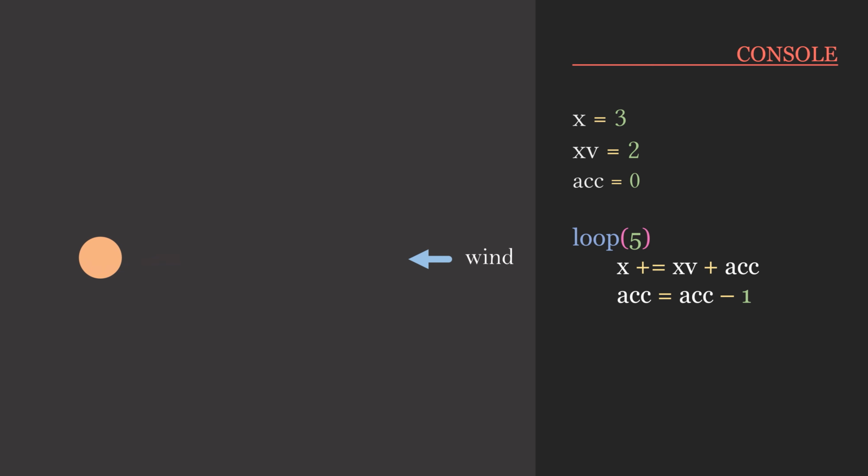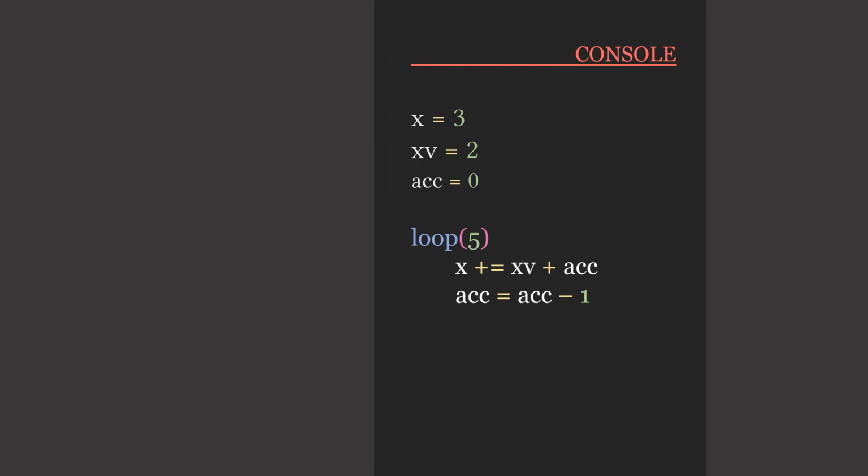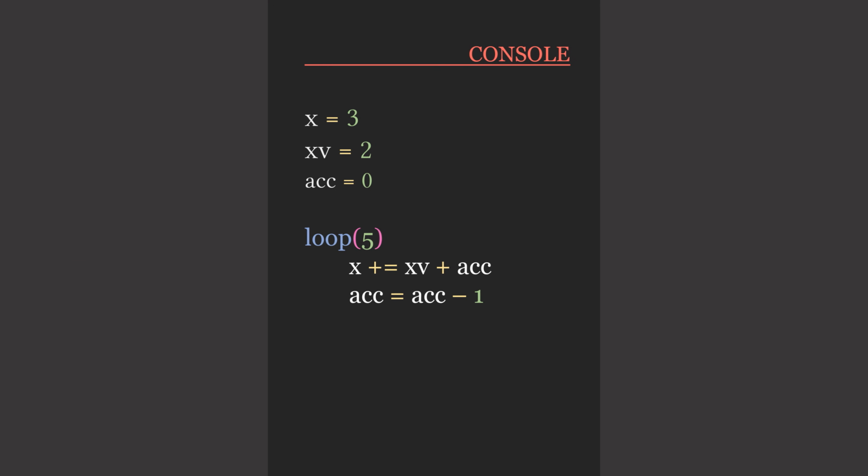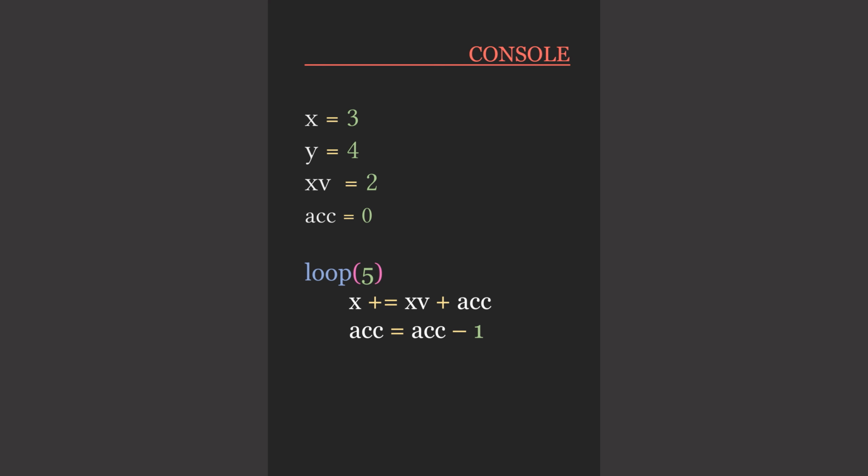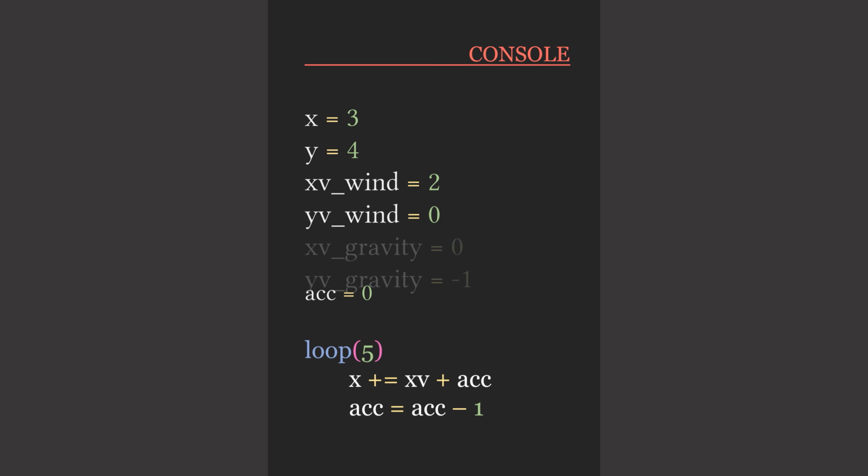Now suppose the wind comes from the left and pushes the circle to the right. And since objects in the real world move not only horizontally but also vertically, we need an additional force, gravity. Theoretically, we could do the same thing for the y-axis that we did for the x-axis. But as you can see, that could get messy.